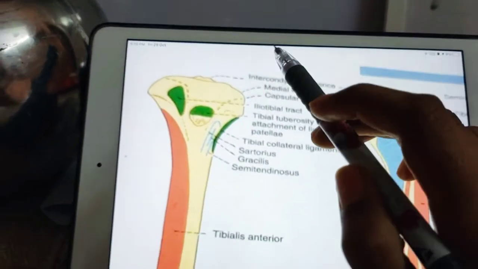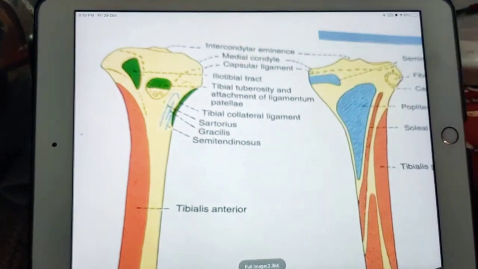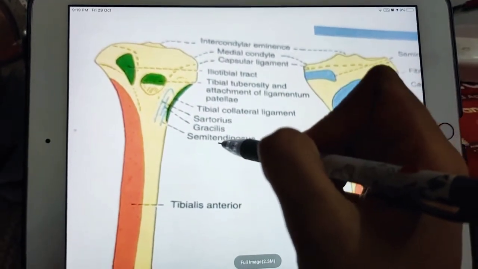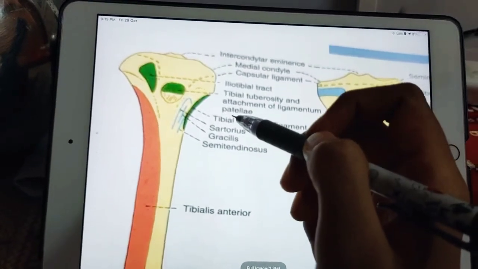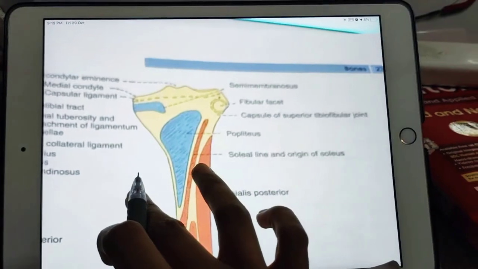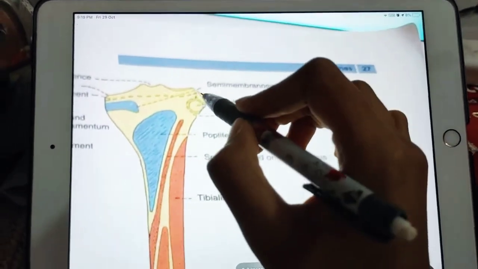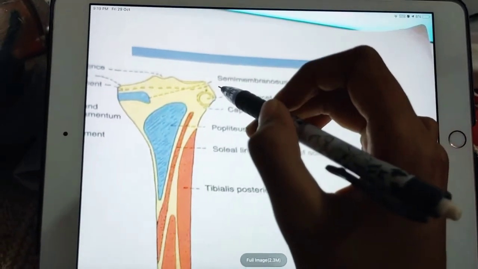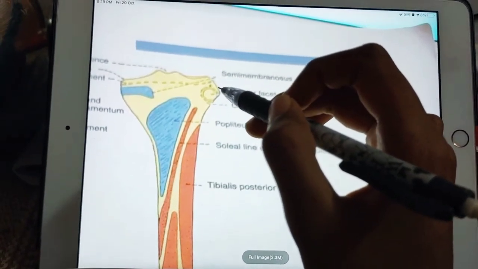So on the medial condyle there is insertion of semimembranosus. Semimembranosus and semitendinosus, you can see the semimembranosus is inserted onto the groove on the posterior surface. So mainly on the posterior surface of the medial condyle there is a groove, and there the semimembranosus gets its insertion.